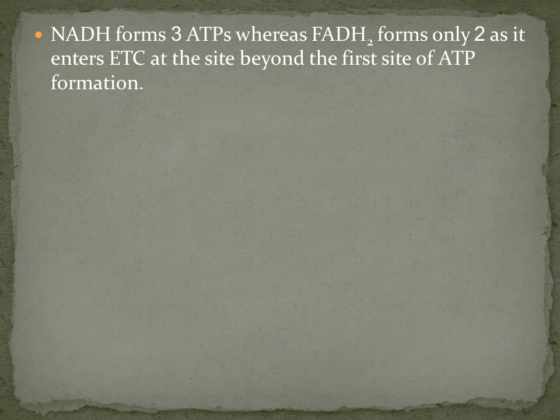So NADH forms 3 ATPs, whereas FADH2 is the active coenzyme form of another B complex vitamin, that is riboflavin. This is also formed by oxidation of glucose, oxidation of amino acids, oxidation of fatty acids. All these oxidations will form FADH2. In the cytosol or from the mitochondria, it will go to the electron transport chain and forms only 2 ATPs. FADH2 forms only 2 ATPs.